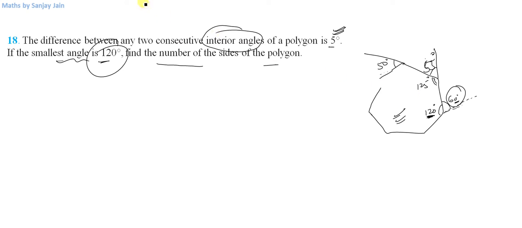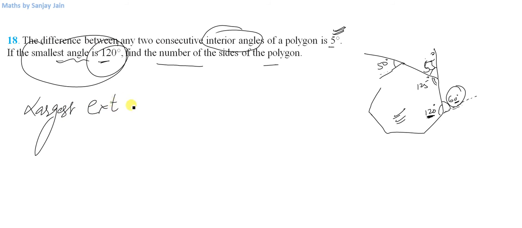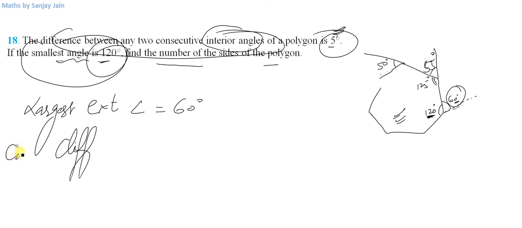So let me make the statement now. The smallest interior angle is 120, so I can say the largest exterior angle is 60 degrees. The difference between any two consecutive angles is 5 degrees. So the common difference will be minus 5 degrees, because if I add minus 5 to 60, I will get the next angle, that is 55 degrees.